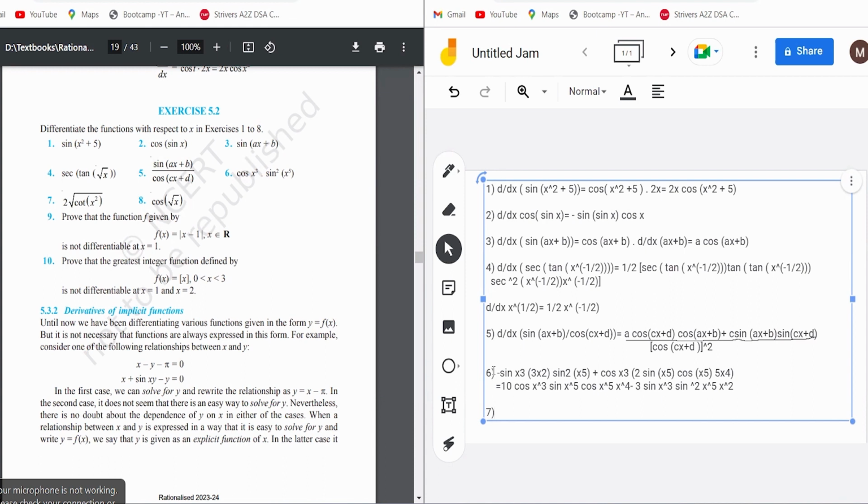So what's been asked in question number 7? It's saying 2 times under root of cot of x squared. So differentiate it. So 2 to constant, 2 will remain 2. So firstly, we have to differentiate the under root. How will we differentiate the under root? I just told you differentiation of root x is 1 upon 2 root x. Similarly, differentiation of root of cot of x square would be 1 upon 2 root cot of x square.